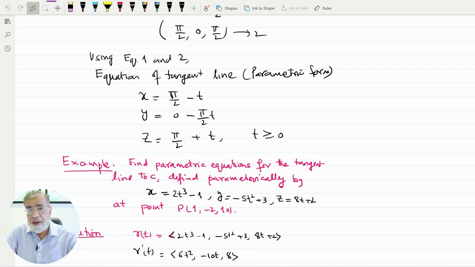Here t is not given. In the last example t was given, and from the given t we were able to find the point, and we wanted to find the vector.